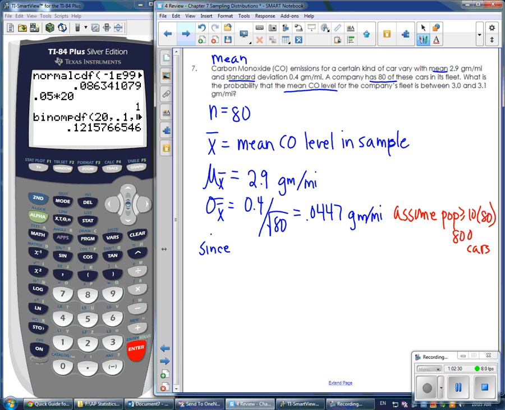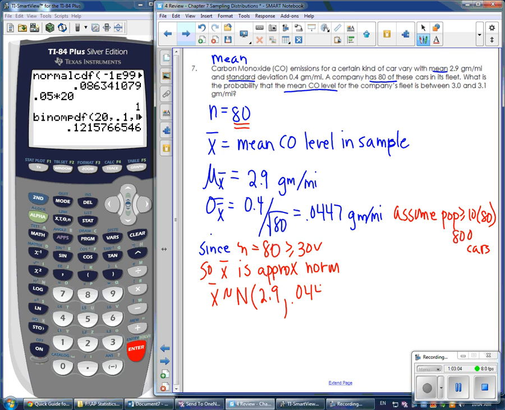The other thing we want to double check is, in order to use a normal distribution, we have to make sure either the population is normal, and it doesn't tell us about the population. It gives us the mean and the standard deviation, but that doesn't necessarily tell us that the population is normal. In this case, I can use a normal distribution because my sample is 80, which is greater than 30. And so that means that X bar is approximately normal.